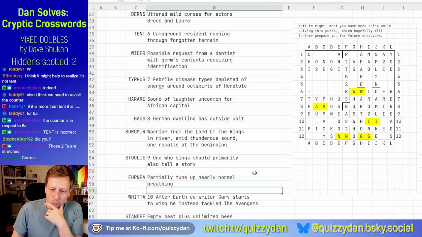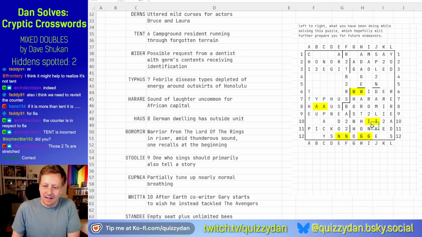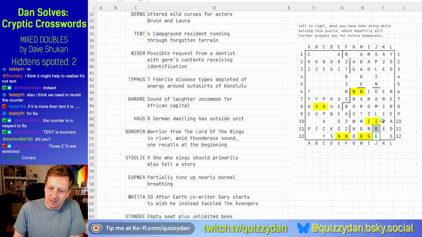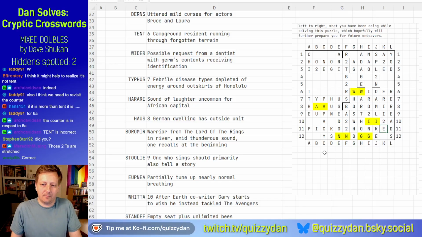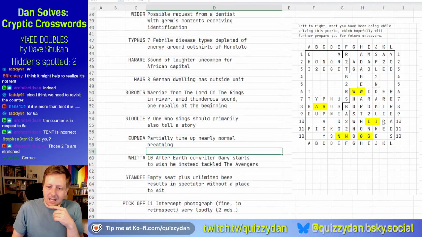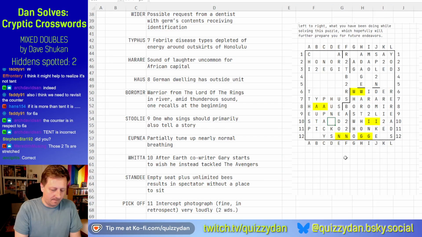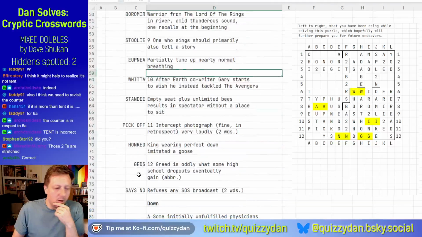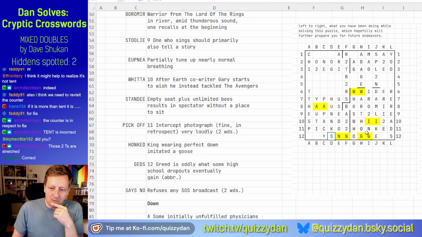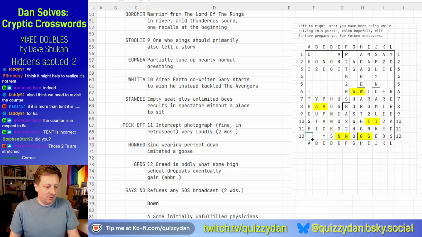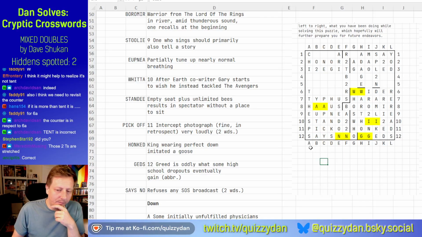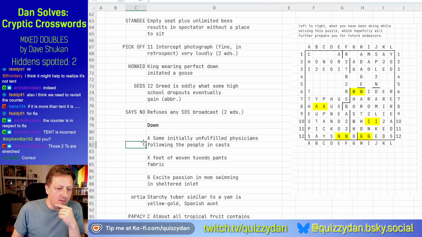That's a well-found one. Witter is there, and there's an example of a stretched and a condensed one, a mixed doubles there. I could put that in there. Standy then goes over here. Pick off and honked. So Geds, that's what that is. So that's not snogged. Disappointing lack of snogging. And says no there for that one. Okay.